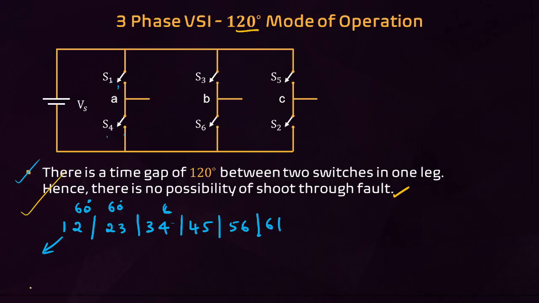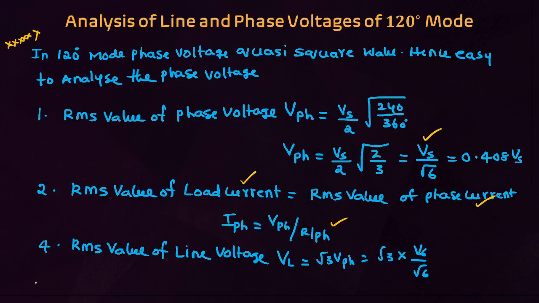But here there is no possibility of shoot through fault. In 120-degree mode, there is no possibility of shoot through fault. And this is the line and phase voltage analysis. Like in 180-degree mode, what formulas are given? Like this, here also you have to concentrate on the RMS value of phase voltage in the case of 120-degree mode, the RMS value of load current, the RMS value of line voltage.